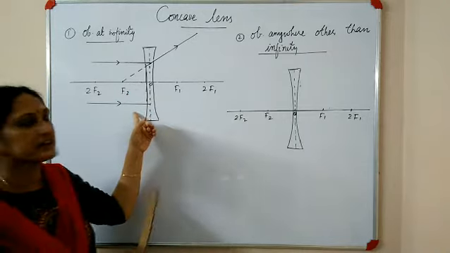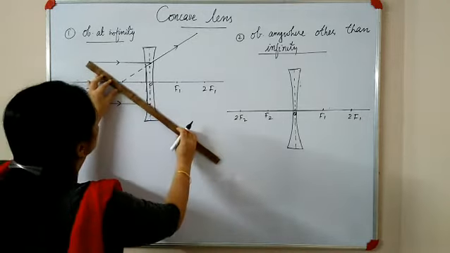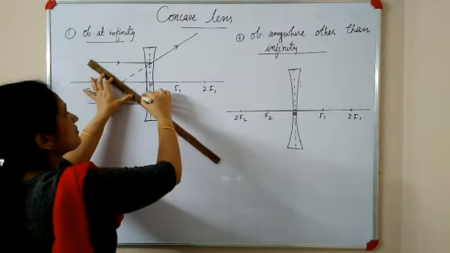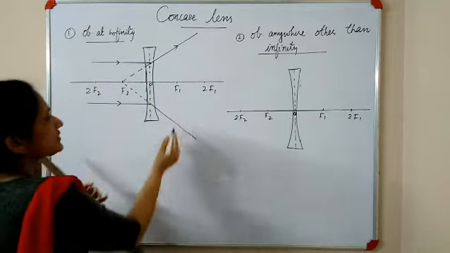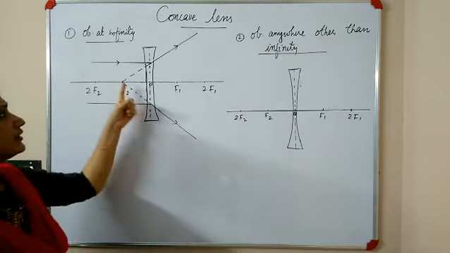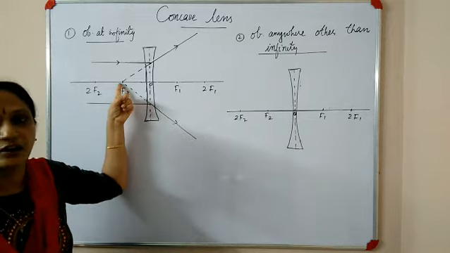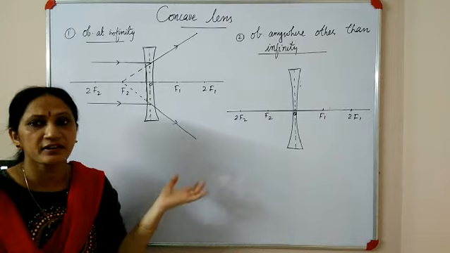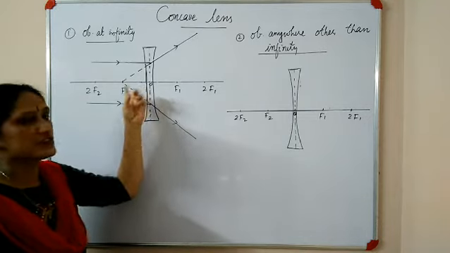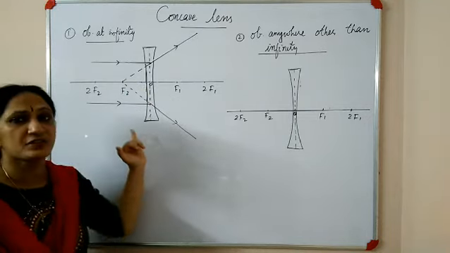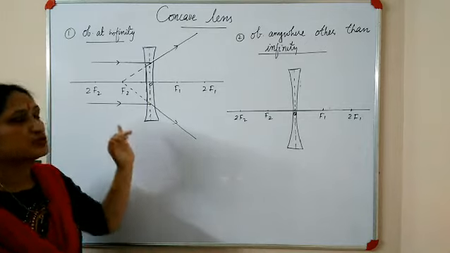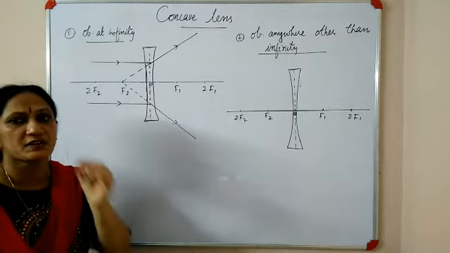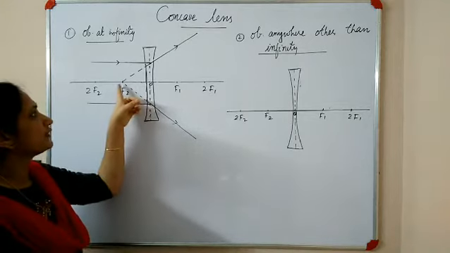Do the same with the next light ray. This is the emergent ray. When you extend it backward, it appears to meet at F. That means here the image forms at F and it is a virtual image. These emergent rays are not really meeting. They are appearing to meet at this point. So the image formed is a virtual image, and virtual images are always erect and its size is highly diminished. Point size image forms and the location is at F.